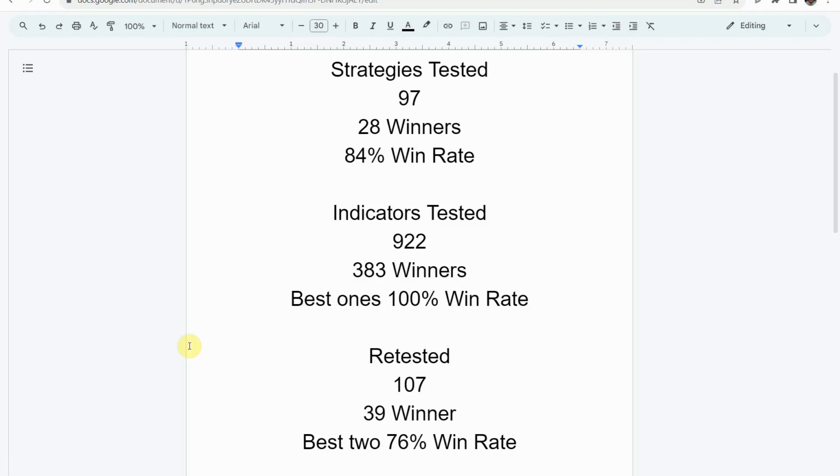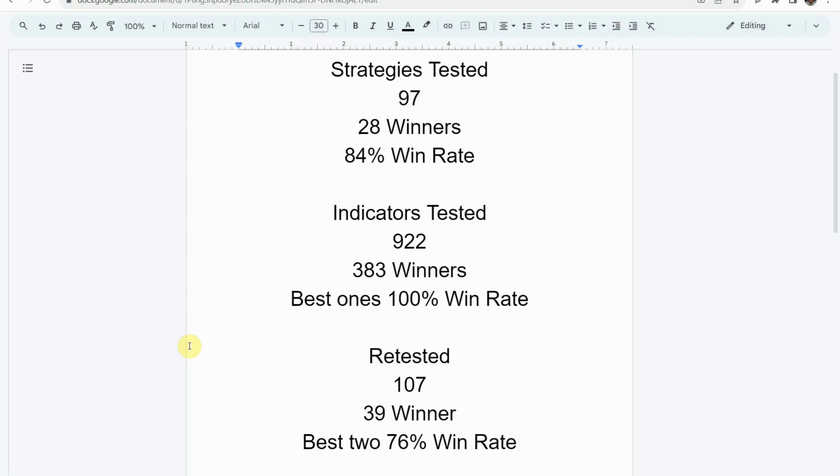Now you need to go back and watch those videos to understand the context of how they were able to achieve that. So go back and watch those videos and see what you can get out of those winning indicators. We've also retested in the advanced testing 107 of the winning indicators. 39 of them have been able to maintain the winning status, the best two with a 76% win rate.